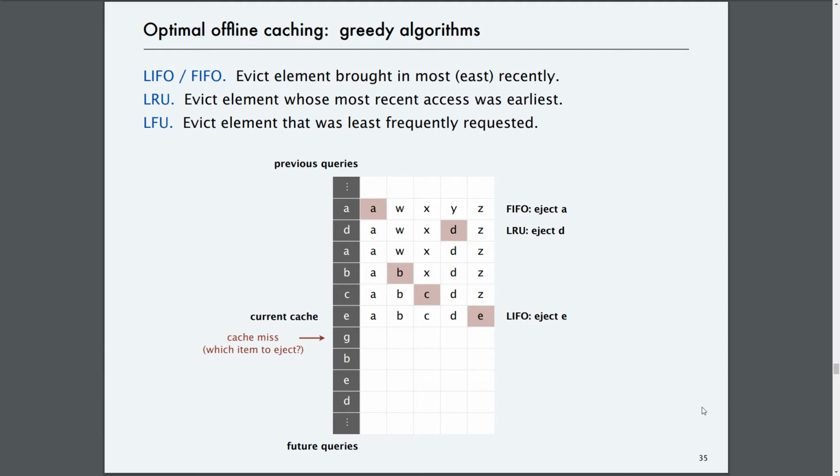Okay, so what kind of greedy algorithms can we use here? We could use last in, first out, or first in, first out. So we either evict the element which was brought in most or least recently. We also have least recently used.